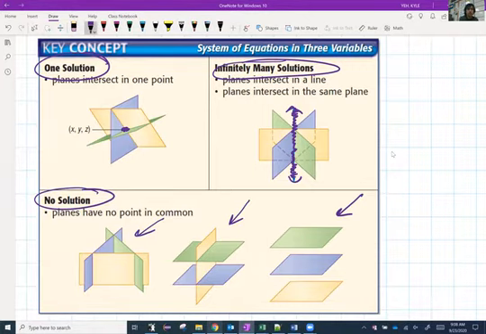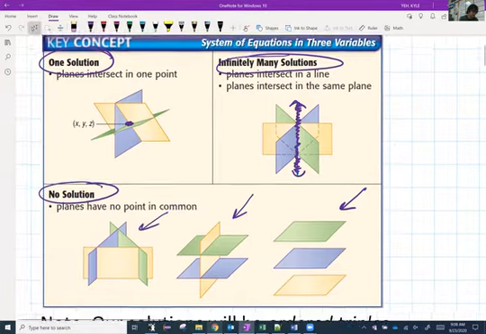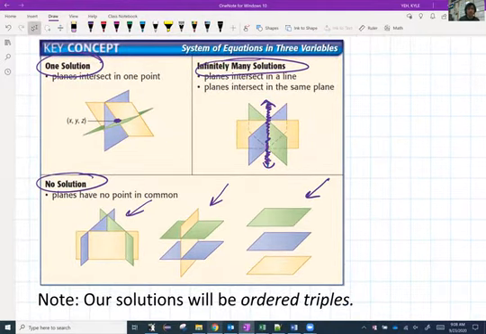Now, put a little note at the bottom: these ordered triples, we call ordered pairs when we have x comma y. So now we have x comma y comma z, an ordered triple. When we're talking about ways to find these, graphing is probably not going to be the way to go because, as we've seen here, we're graphing in three dimensions, which is just hard for our brains to handle and see and really truly process.